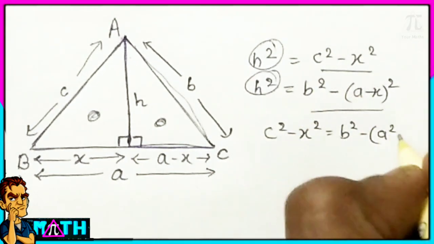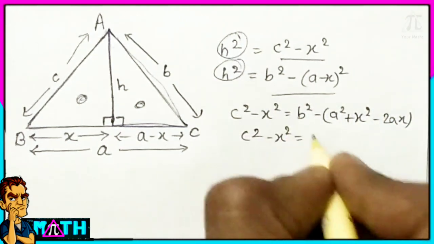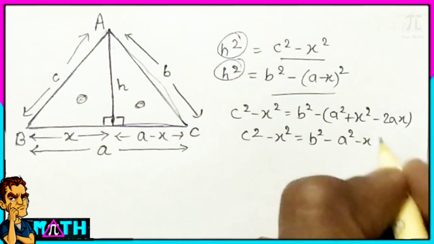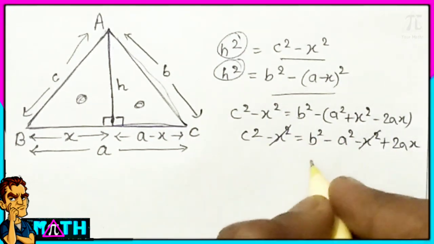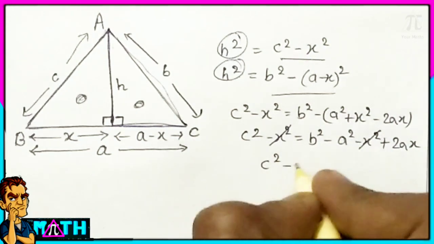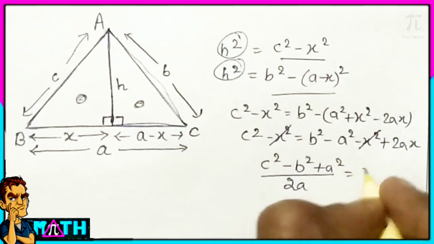Now you can see that both LHS are equal, therefore RHS must be equal as well, so we can write c square minus x square is equal to b square minus bracket open a square plus x square minus 2ax bracket close. And after opening the bracket you can clearly see that the x square term is cancelled out. Now we can write (c square minus b square plus a square) upon 2a is equal to x.